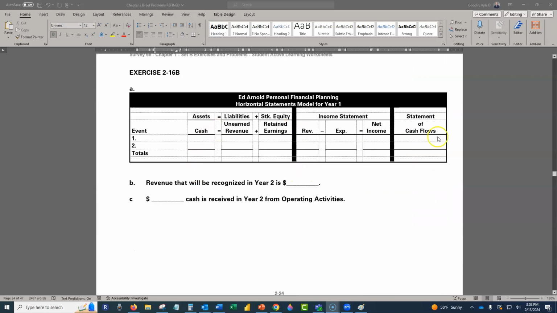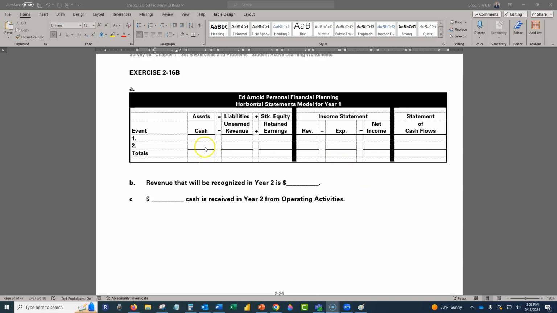Okay, so the first thing they want us to do, as always, is just take a look through this and talk about how does it impact our horizontal statements model. Again, got the balance sheet all the way to the left here, then your income statement, then your statement of cash flows. So just looking at how one transaction can affect all of those.